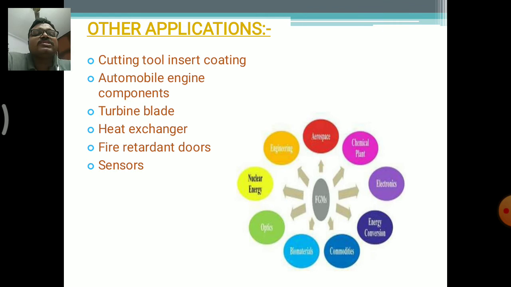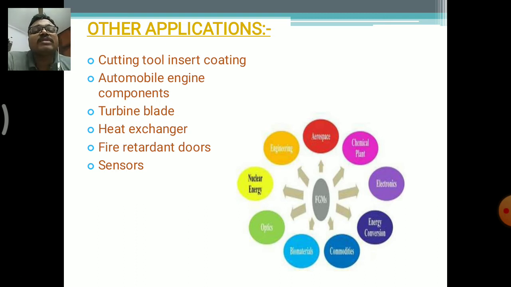Other applications generally are cutting tool insert coating, that is coating used on cutting tools, such as drill bits and other components. Next one is automobile engine components. For the components of the automobile engine, that is the coating and inner layer of the inner steel of the engine components, we are using these FGMs.